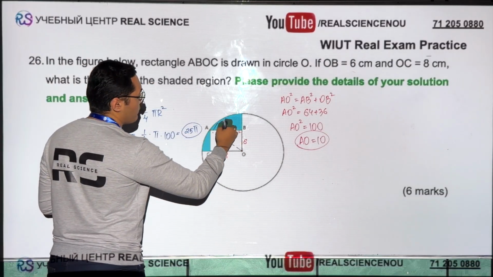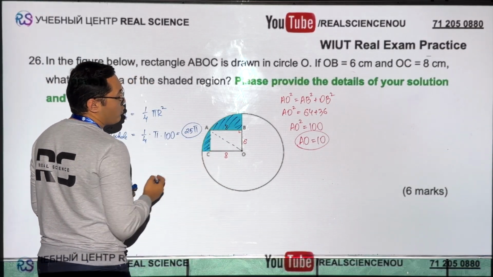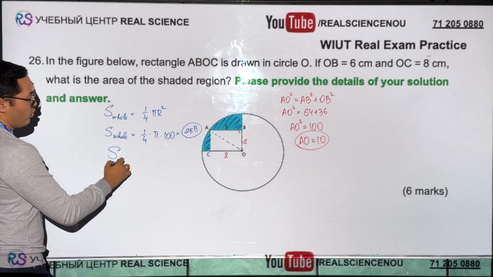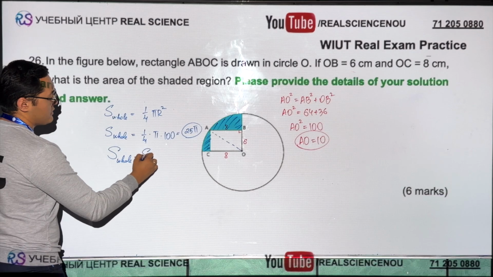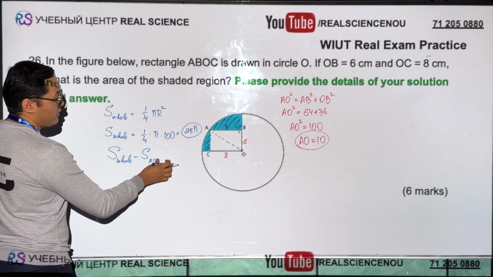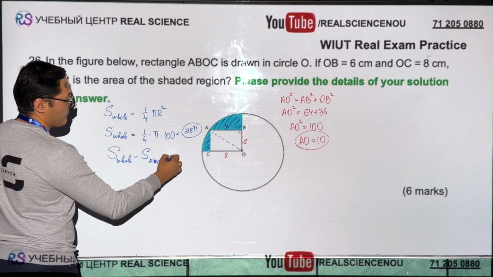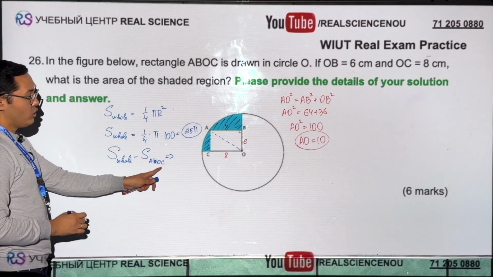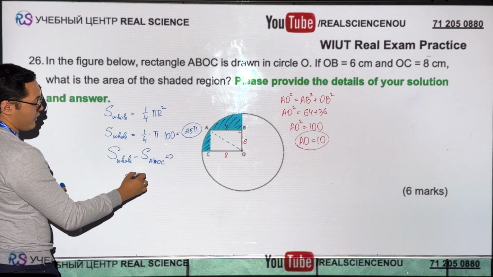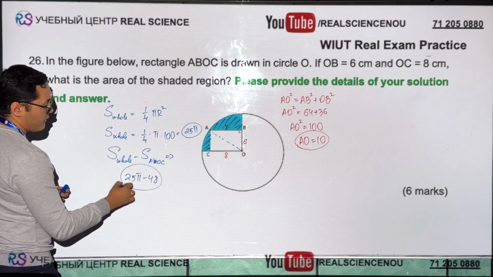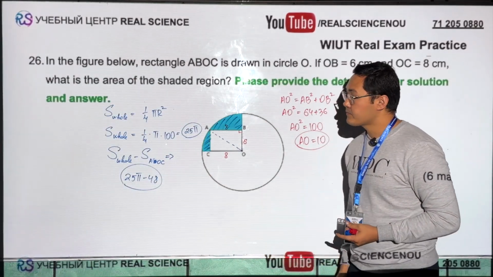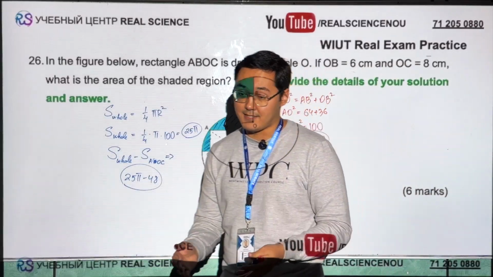And to find this blue area, we need to subtract the area of ABOC from the area of the whole thing. The area of ABOC is just 8 times 6, which is 48. So that's just going to be 25π minus 48. That is your answer. Here are the solutions, and here is your answer. This is the way that you're supposed to write in an exam.